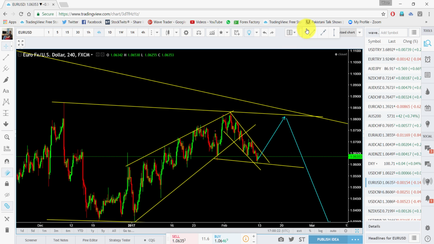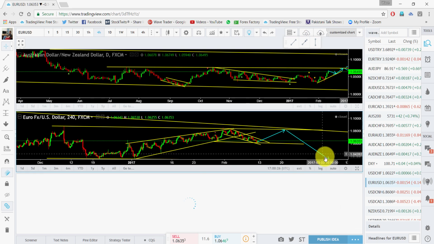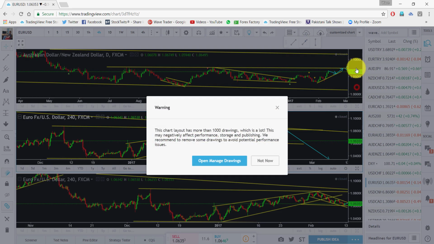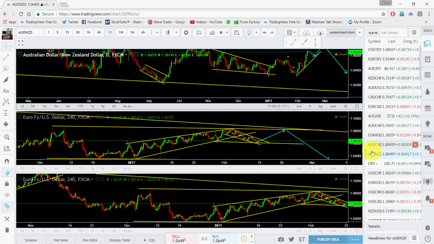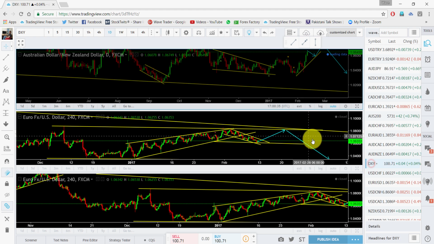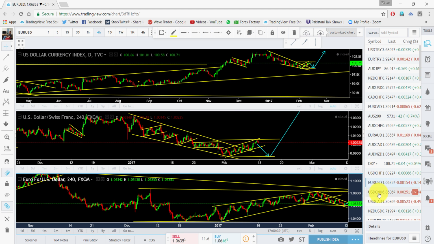So we had the dollar index, Euro USD, USD Swiss, and Euro USD here.